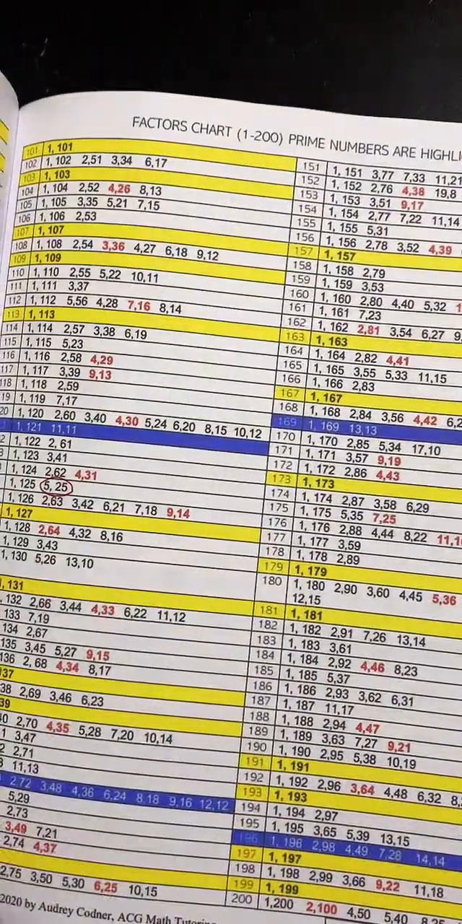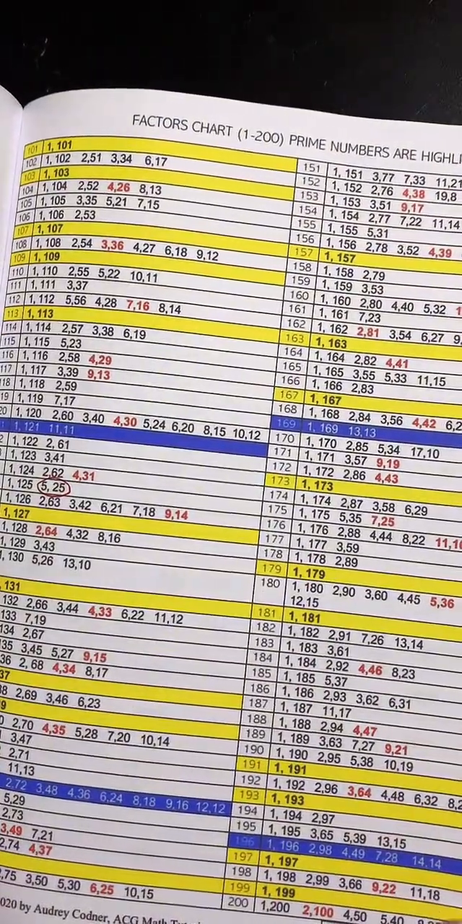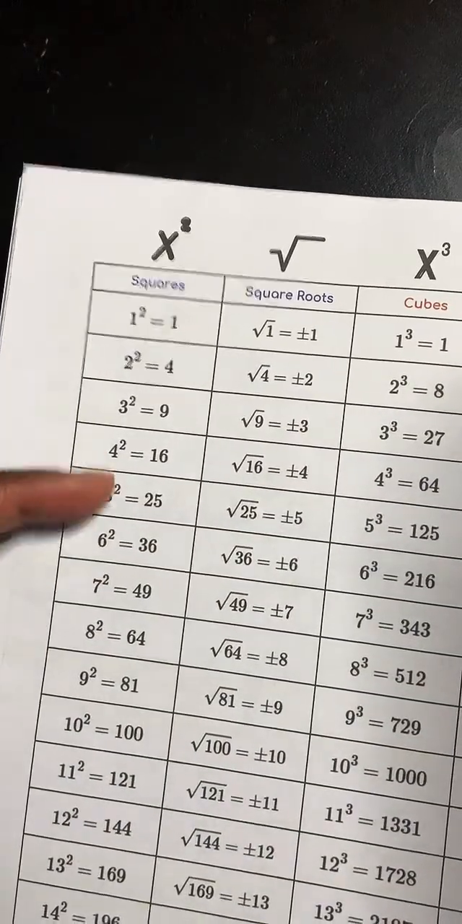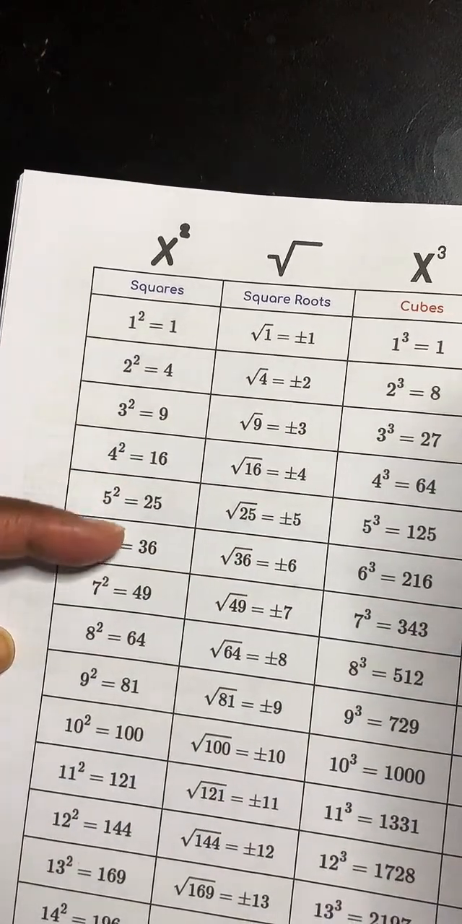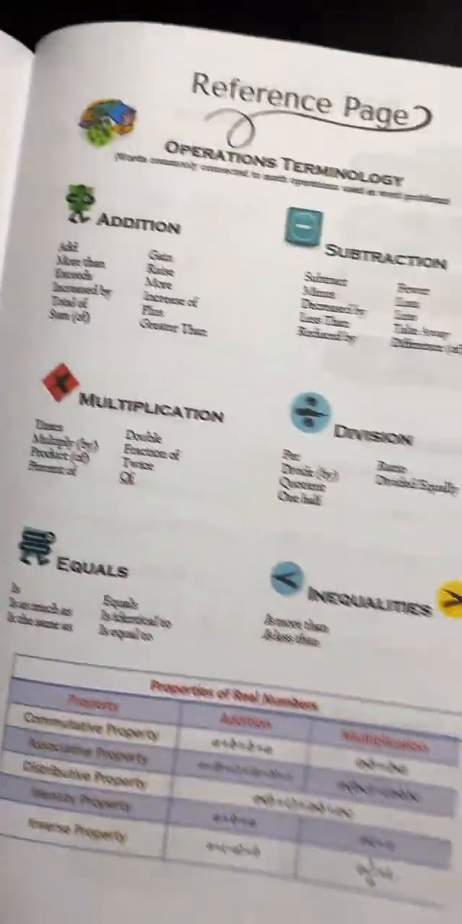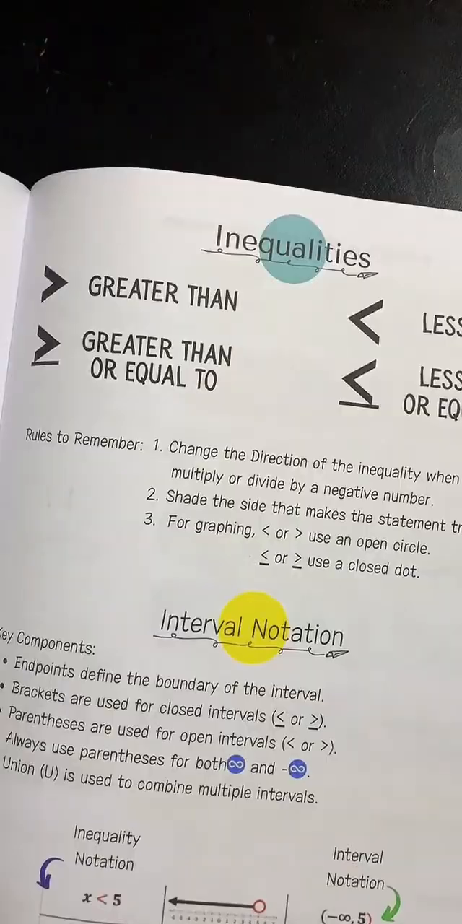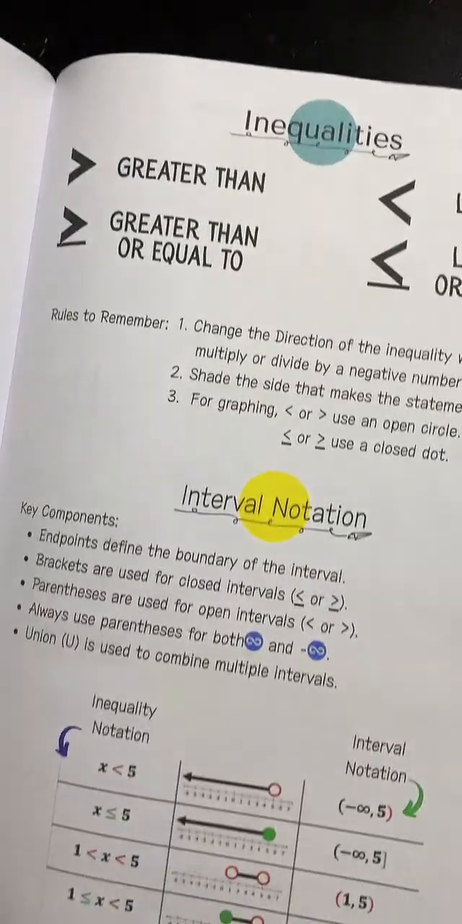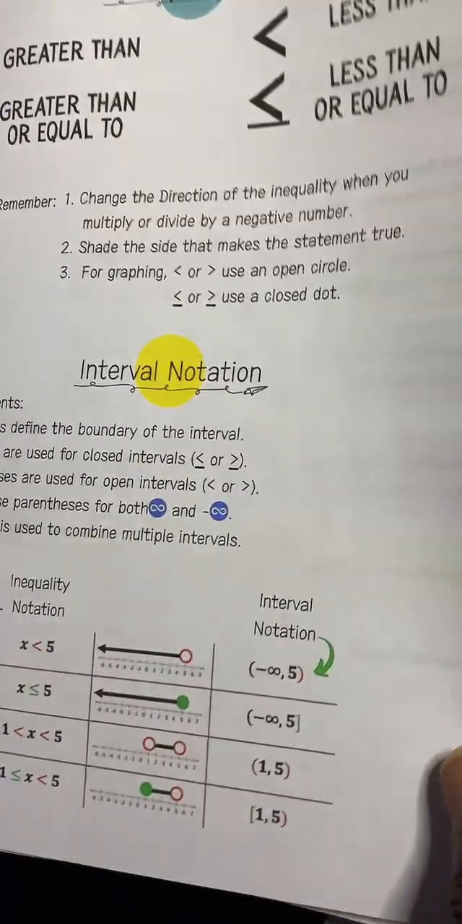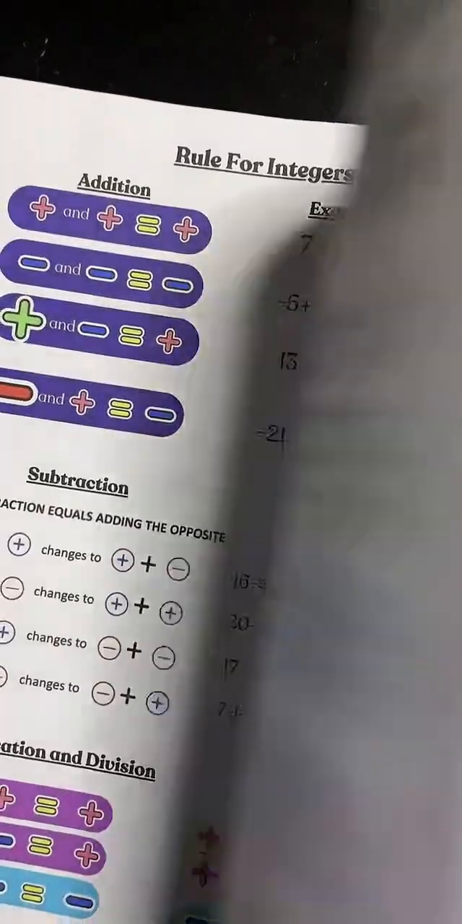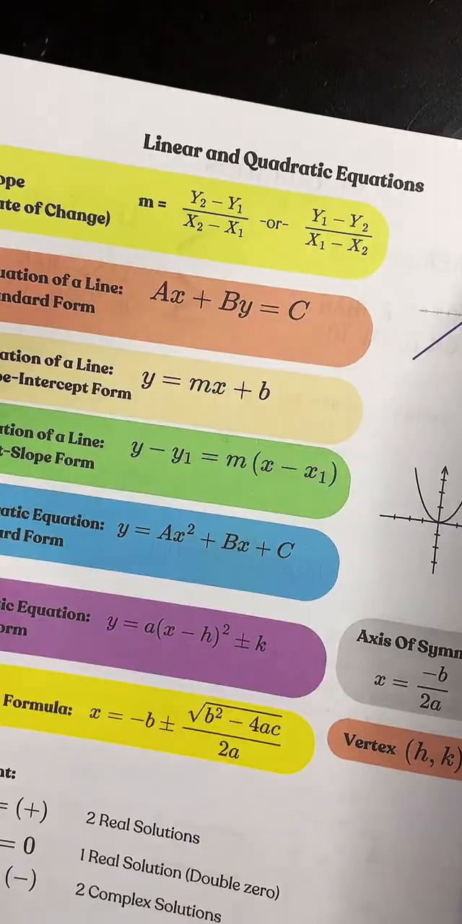So if you're not that strong with factors, I got a factor sheet from 1 to 200. Also, I got the reference sheet I added in, so this is new for my newer book, the squares and the square roots, as well as the cubes and the cube roots, going all the way up to 15. Then we have our inequalities, interval notation. That's going to be coming up shortly for some people. Rules of integers.